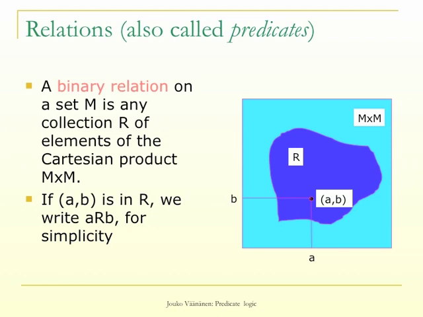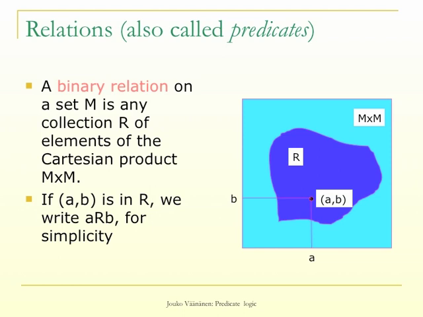Examples of such relations are of course many. For example, R could be empty, then we would call it the empty relation. Or R could be the entire set M times M, and then we would call the relation a full relation. Or R could be the diagonal, all pairs AB where A equals B. Then we would call it the identity relation.